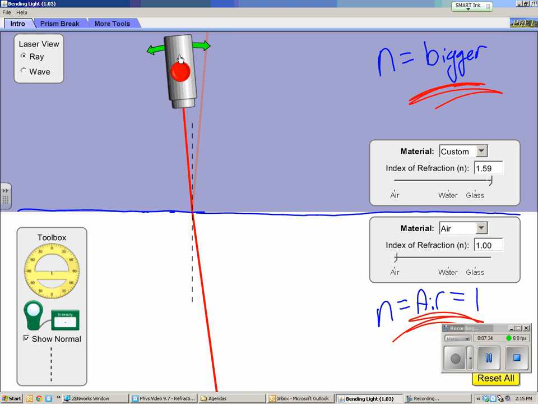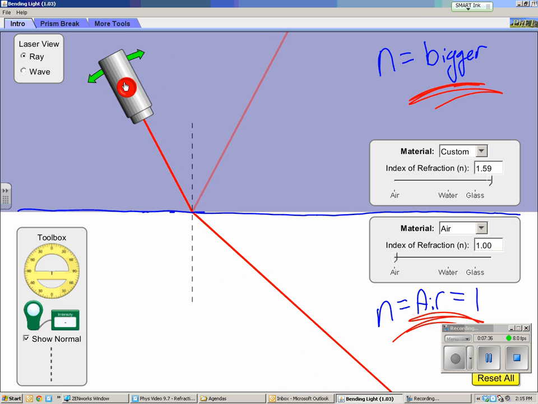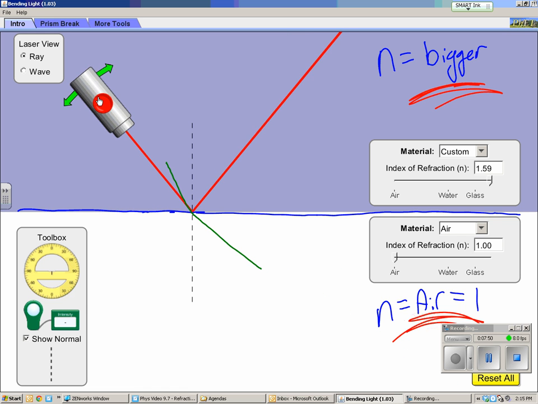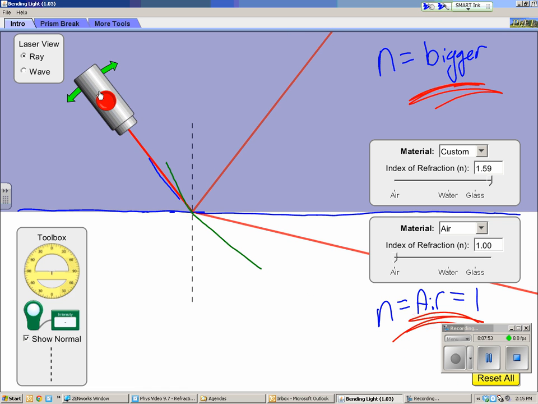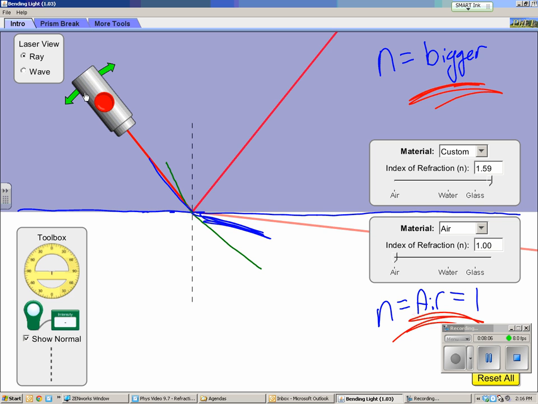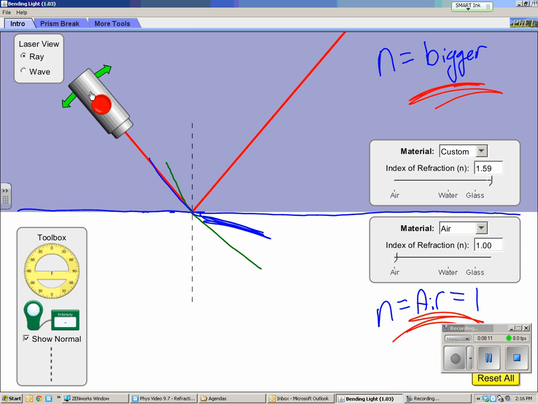Okay, so watch what happens. As my angle of incidence gets bigger, watch the refracted beam. Right now, here's my incident beam. Here's my refracted beam. Oops, that's not what I wanted to do. Sorry. Here's my incident beam and my refracted beam. And you can see what's happening is this refracted beam here is getting closer and closer to the boundary. And look what happens if I make my angle of incidence a little bit bigger. Oh, there we go. See that? How the refracted beam sort of disappears?